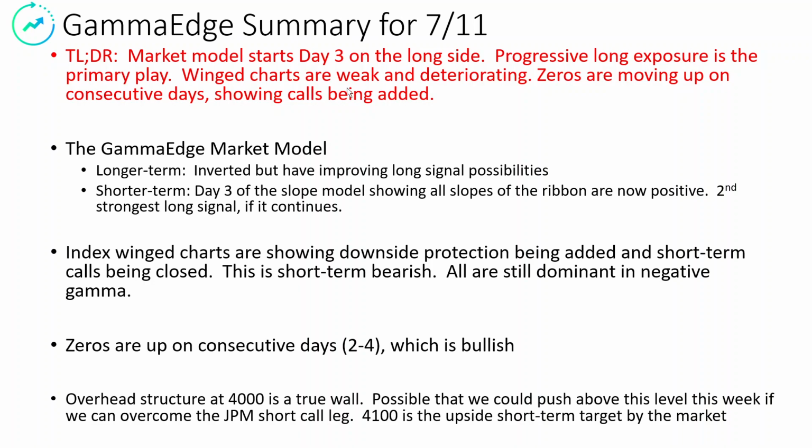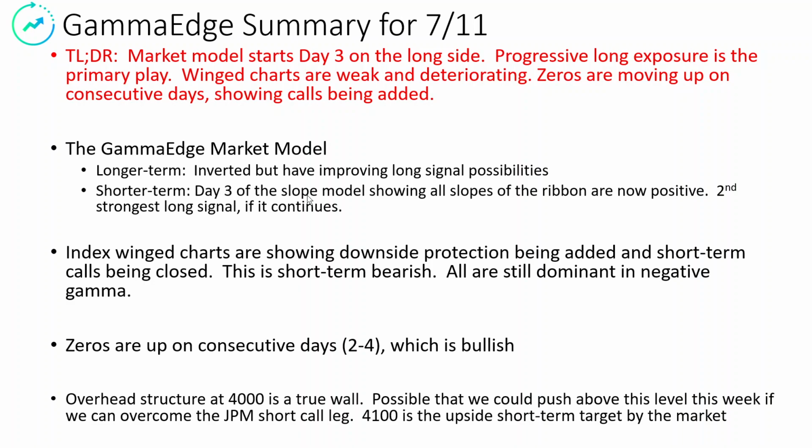The wing charts are weak and deteriorating, which kind of negates part of this signal. But zeros are moving up on consecutive days. That's a positive thing. Because of that, we think the bulls are getting more emboldened as we go forward. So the market model, longer term, it's inverted. It's improving on the long signal side. We're looking for that ribbon inversion, which is still many days away.